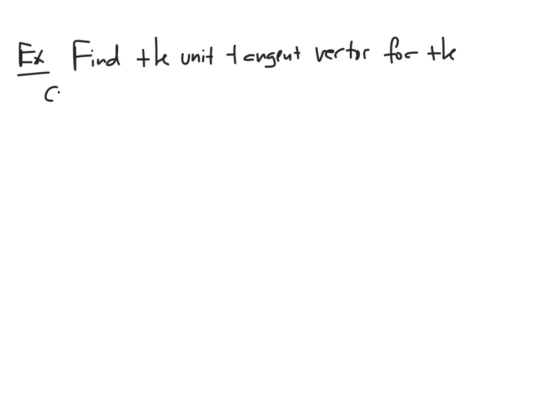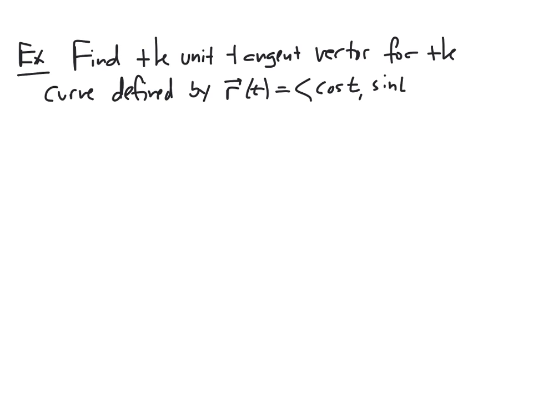Let's look at an example where we find a unit tangent vector for a particular curve. Let's say we want to find the unit tangent vector for the curve defined by the vector function r of t with components cosine t, sine t, and cosine of 3t on the interval 0 to 2 pi. We just need to compute the vector capital T of t that we defined a little bit ago.